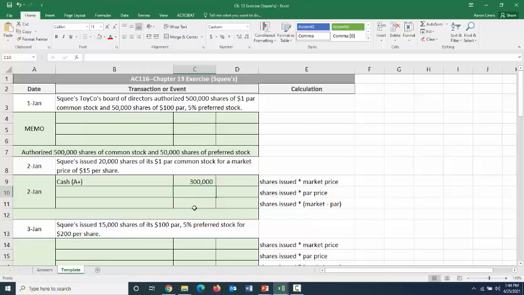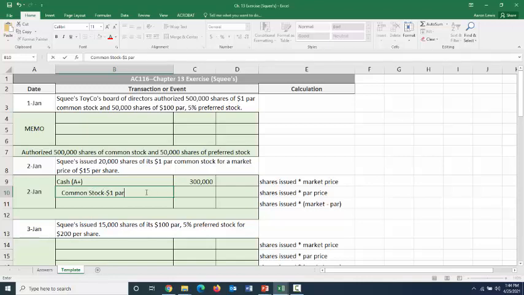GAAP says that because we have a par value, we have to separate our equity into the portion of that $300,000 which is attributable to the par value of the stock, and the portion which is in excess of par. So the portion that goes towards the par value of the stock goes into an equity account, which is common stock, and typically you would write a dash and denote the par level of the stock, because you could have different types of common stock with different pars, so you can differentiate them if you do that. So we have common stock, $1 par, our equity account.